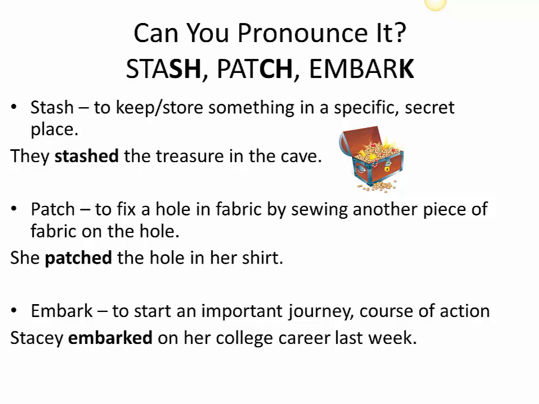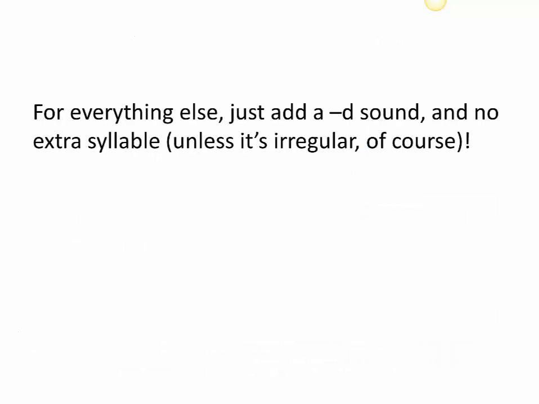All of these sounds at the ends of the words are sh, ch, k. Those are not voiced sounds. Those are unvoiced. So you're going to have the t ending with no extra syllable. For everything else, just add a d sound and no extra syllable, unless you're talking about an irregular verb, which we're not discussing here. We're only talking about regular verbs.